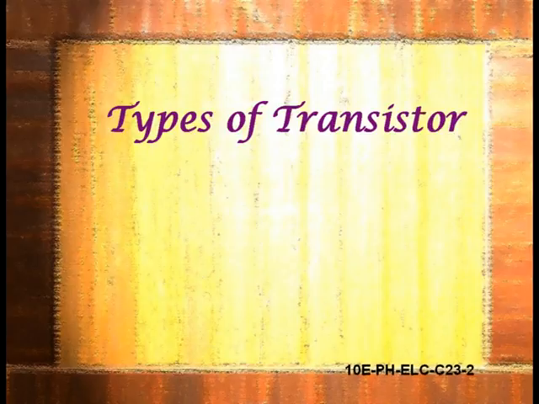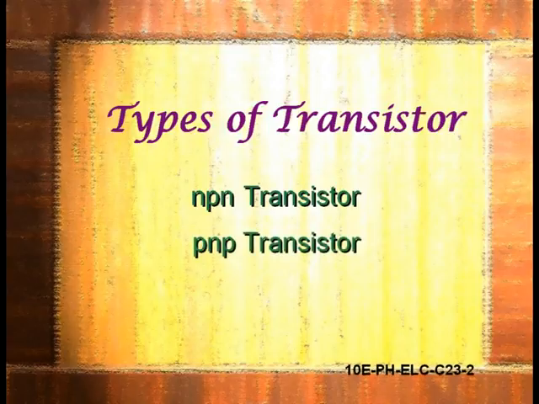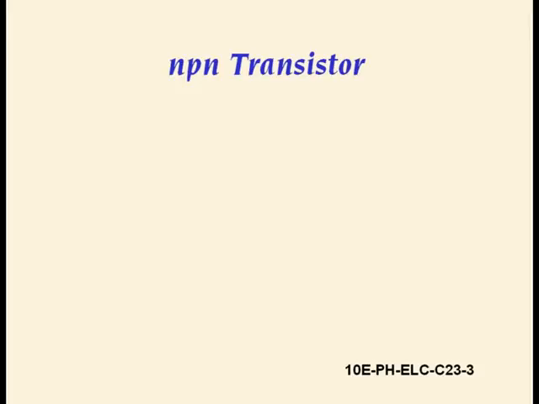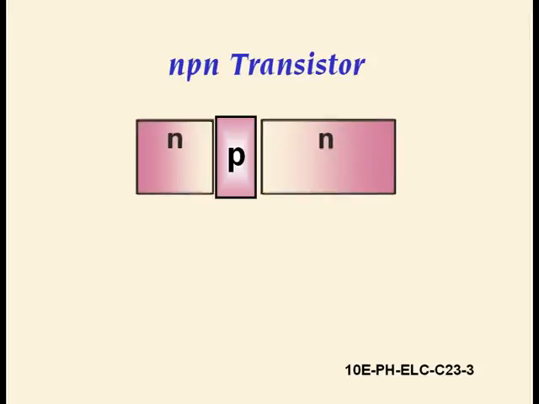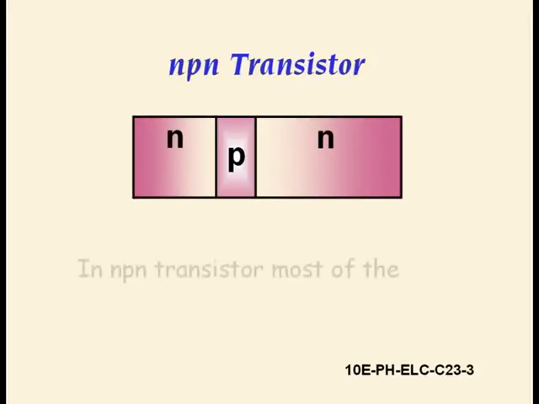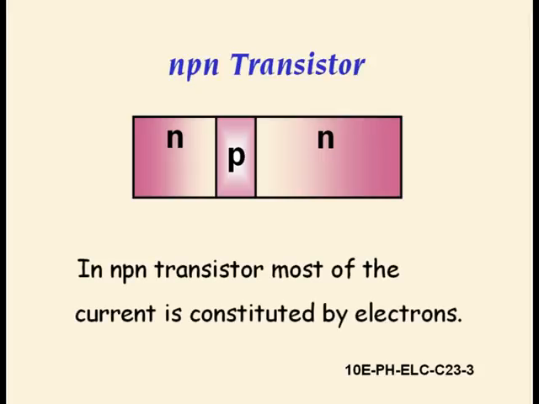Types of transistors: NPN transistor and PNP transistor. NPN transistor. It consists of one P region sandwiched between two N-type regions. As there are two N regions in this type, most of the current is constituted by electrons.